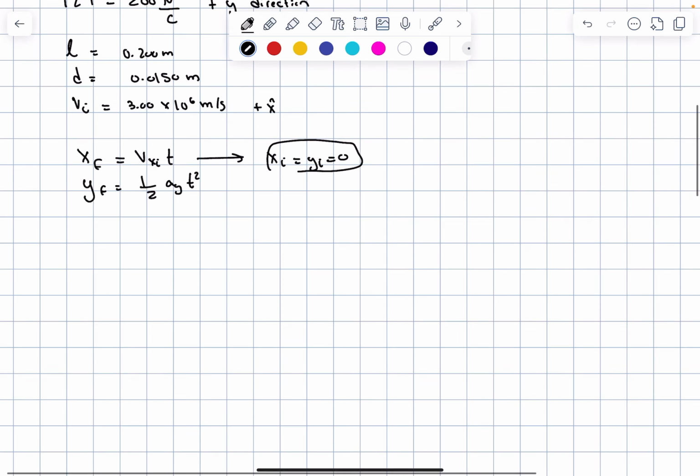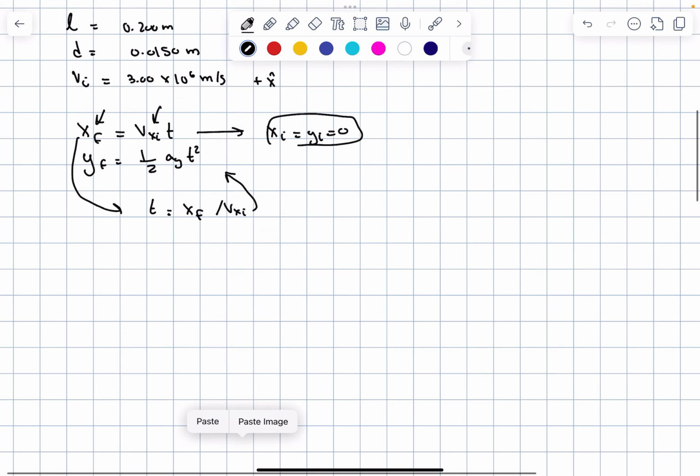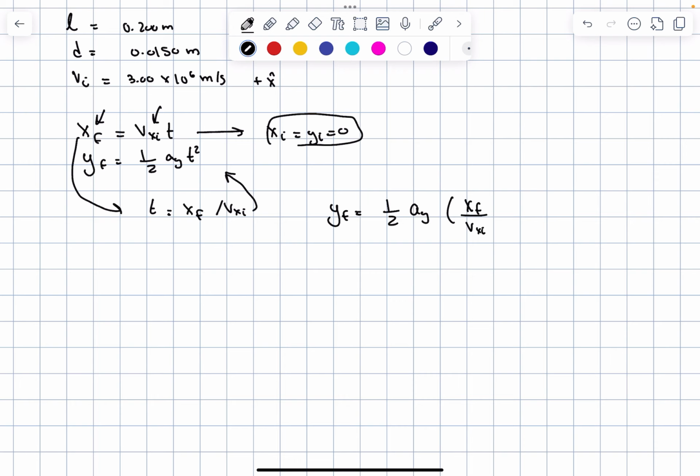Now I know what I want my x final to be. I know what my initial velocity is, so I know that t is equal to x final divided by vxi. I can plug that into this equation here. So I get y final is equal to 1/2 a in the y direction, xf divided by vxi, squared.